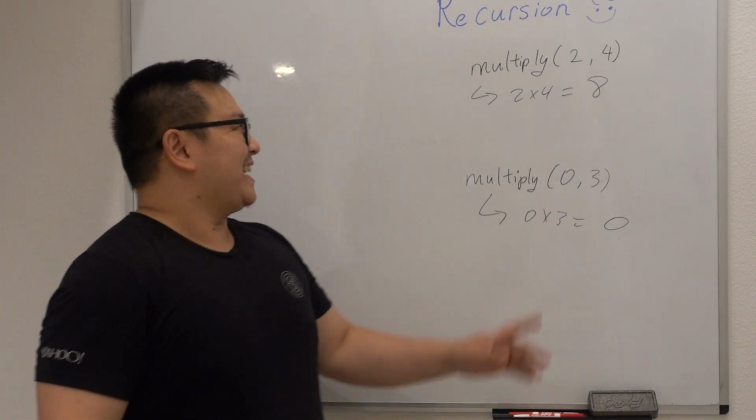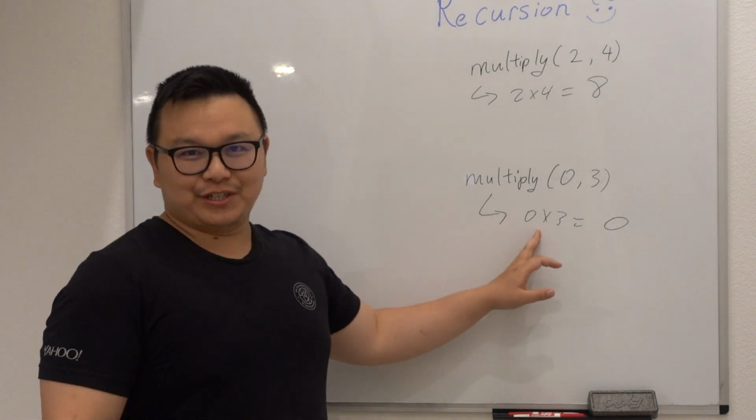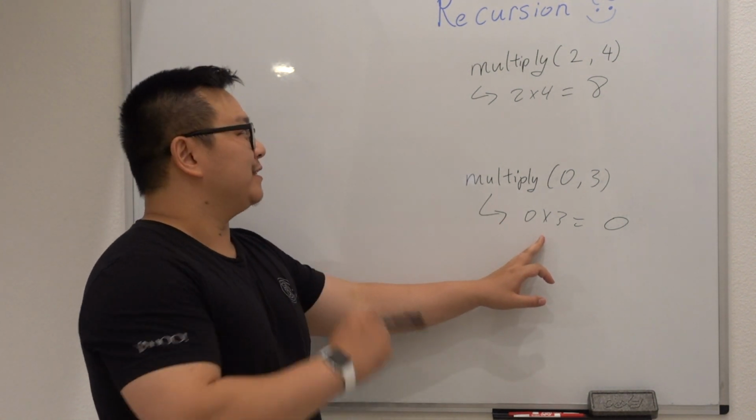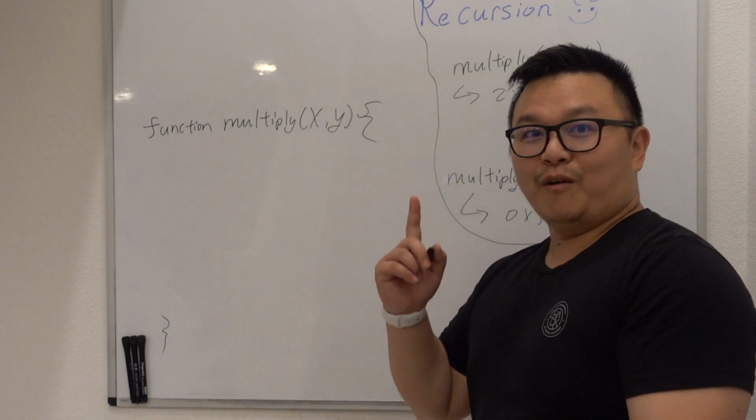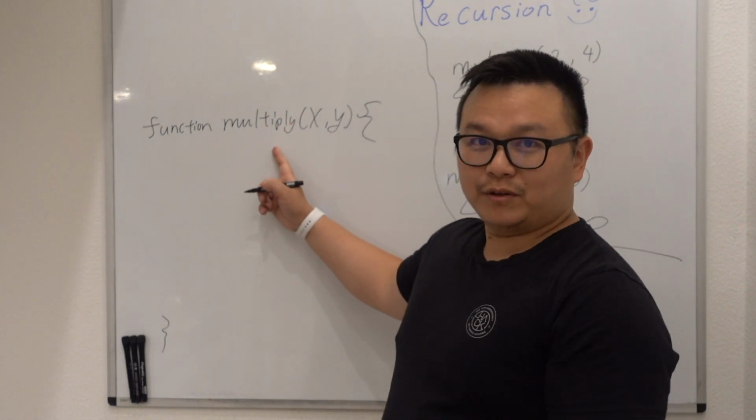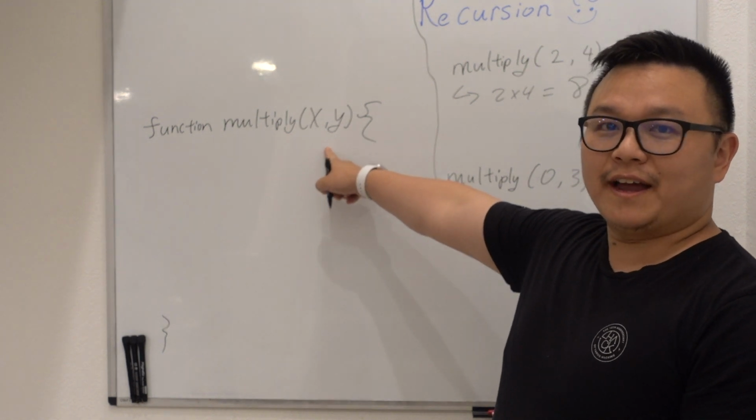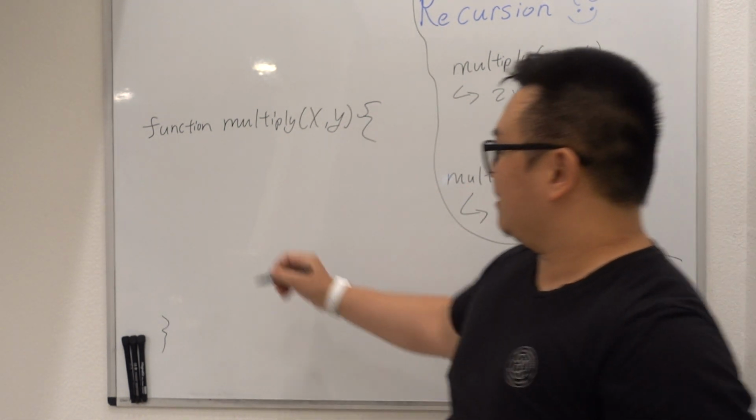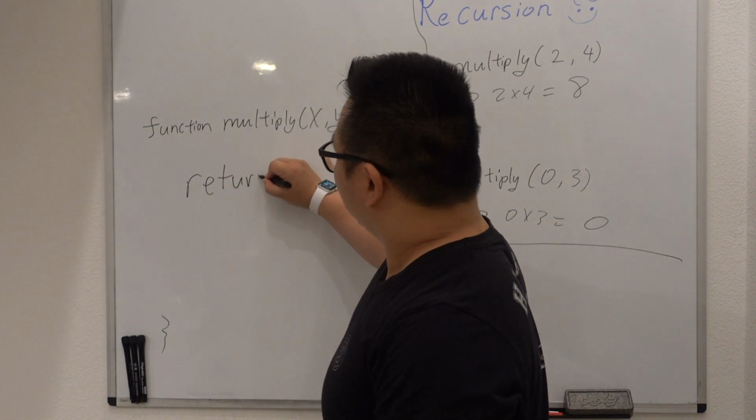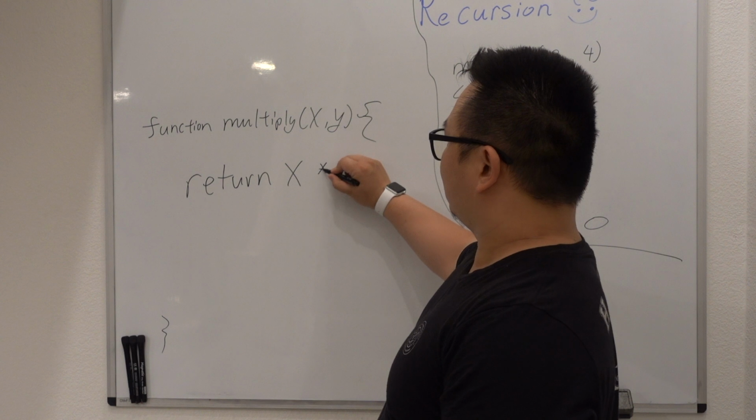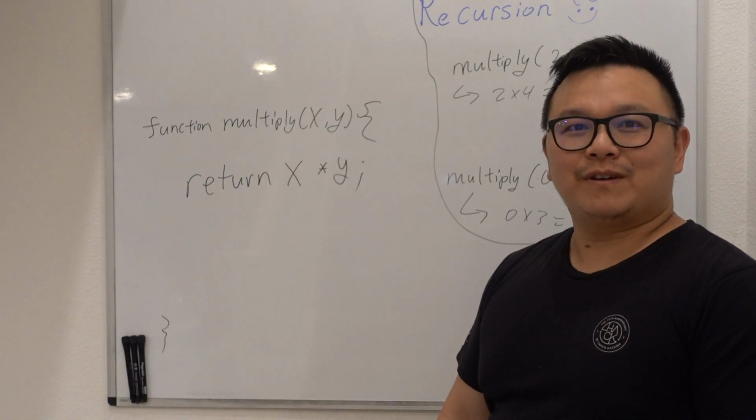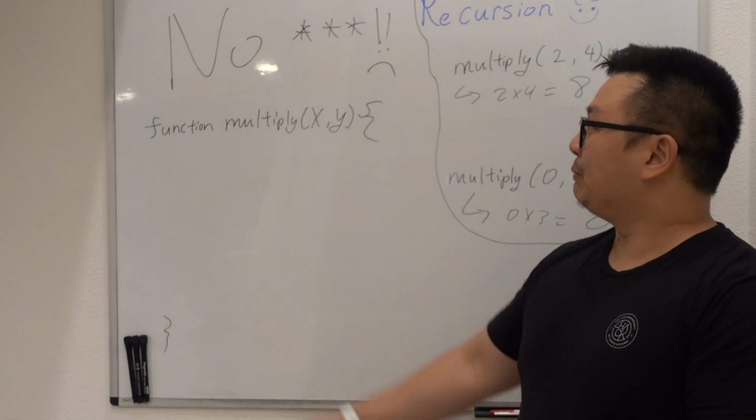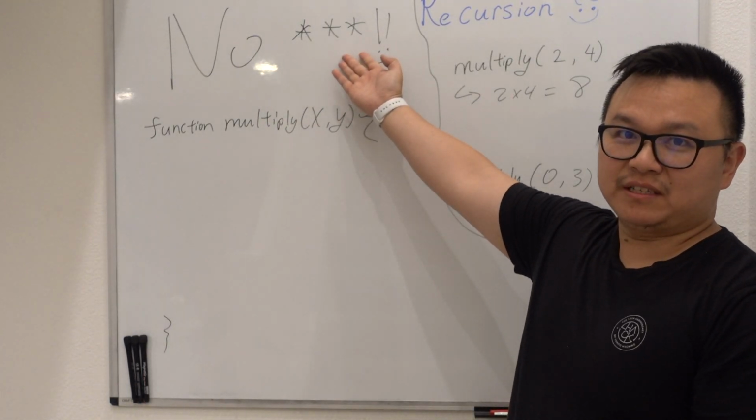The curveball is that you cannot use the multiplication operation in JavaScript, and you have to write the multiply function with recursion, using the recursive method. Normally, if you write a function for multiply with the input x and y, and you will get a product of the two numbers, you will just write return x times y. And you're done without recursion. But we're gonna use the recursive way. So no multiplying operation is allowed.